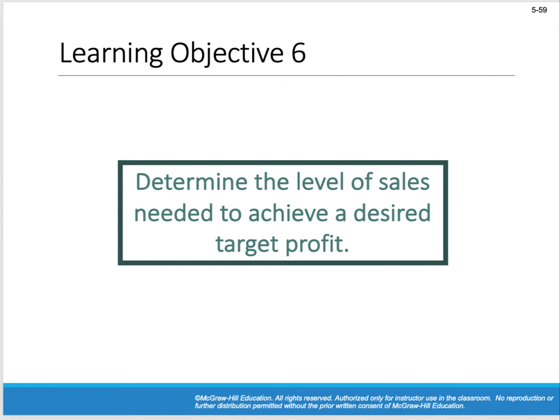What I want to do now is continue on and look at how we determine the level of sales that are needed to achieve a target profit, okay? Now, this is identical to the break-even point. The break-even point says our level of profit is 0. In these coming examples, we're going to say, okay, we want to sell enough to cover all our expenses and provide a profit or a net operating income of X.